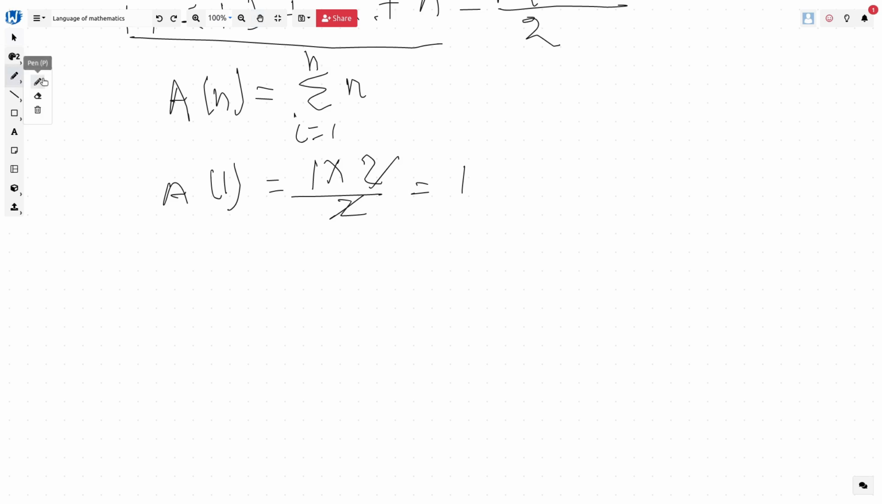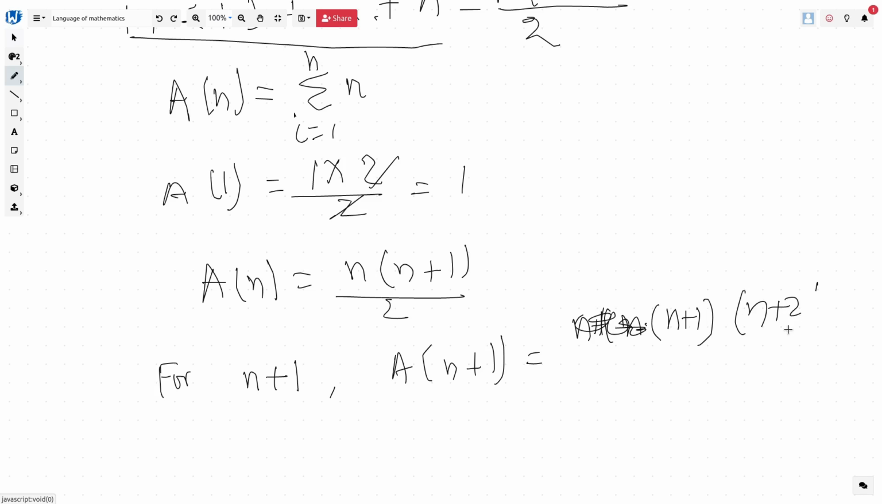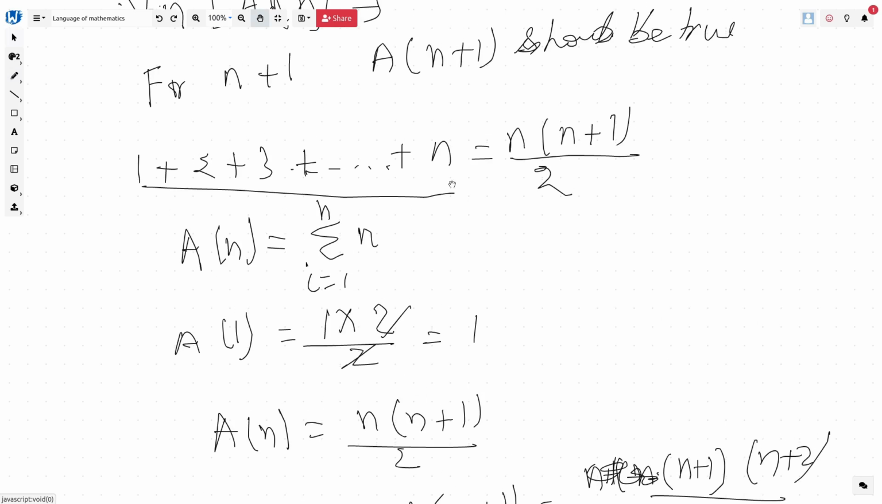Now we assume that for a_n, a_n is equal to n into n plus 1 by 2. Now we need to prove that for n plus 1, it is equal to n plus 1 into n plus 2 by 2. If we are able to prove that, we will say that for any n this will hold true, and this is called the proof by induction.